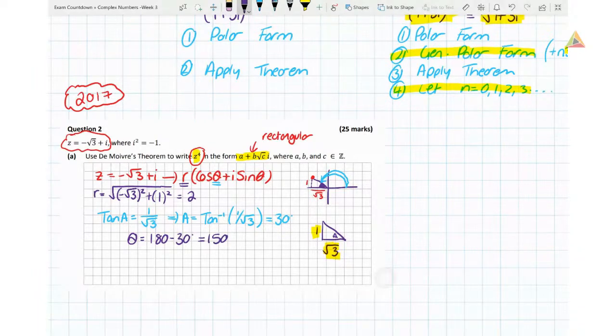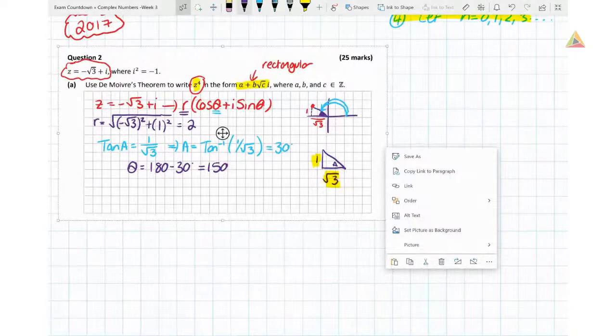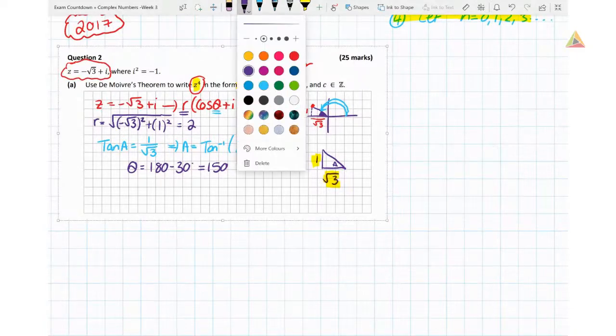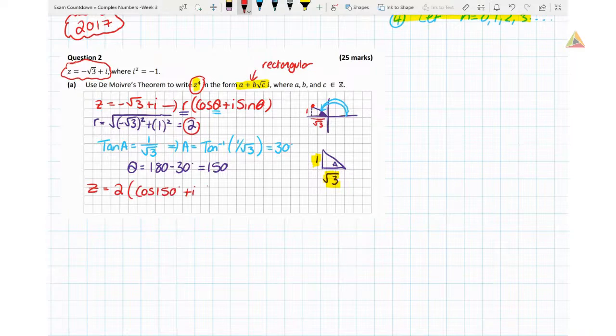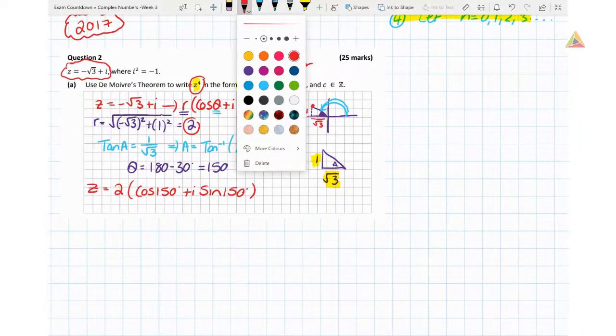So in polar form, my Z is going to be R, which was 2 from up here, times cos of theta, which was 150, plus I times sine of theta, which was 150. And that's the first part of my question done. That's writing my complex number in polar form.